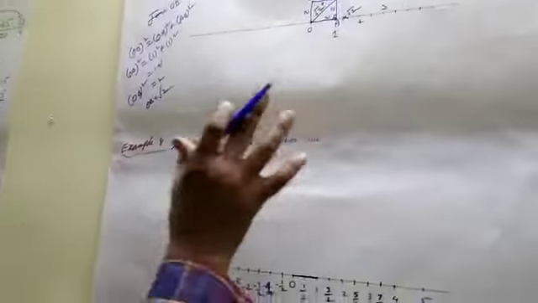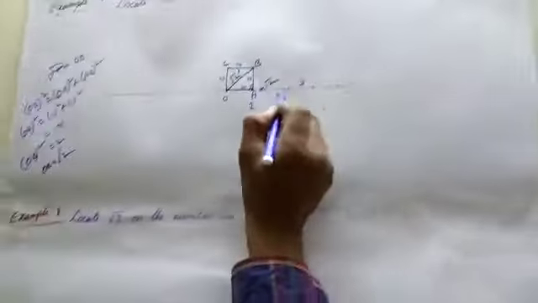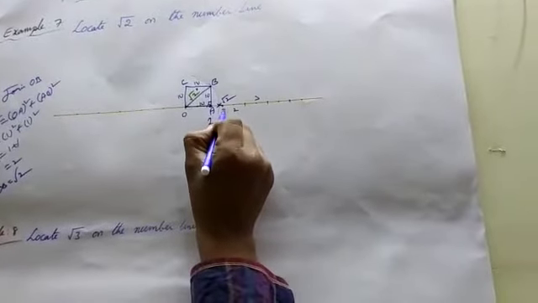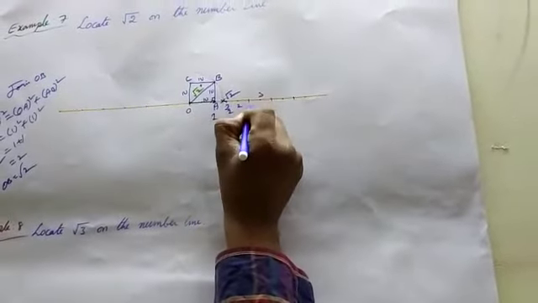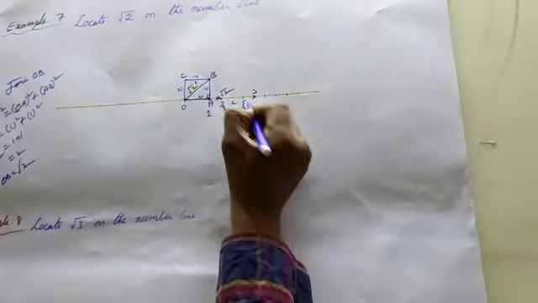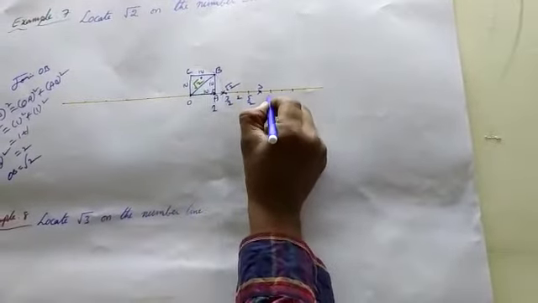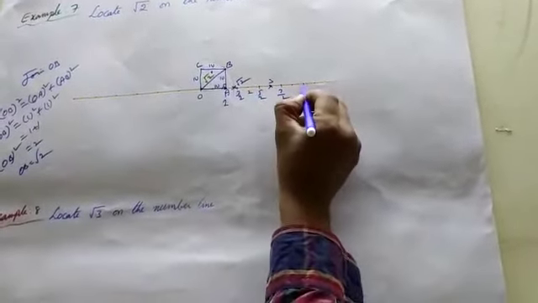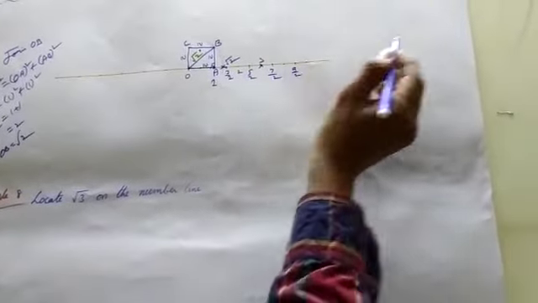Go to example 8. This is root 2. Therefore, this is 1, this is 3 by 2, this is 2, this is 5 by 2, this is 3, this is 7 by 2, 9 by 2, and so on.